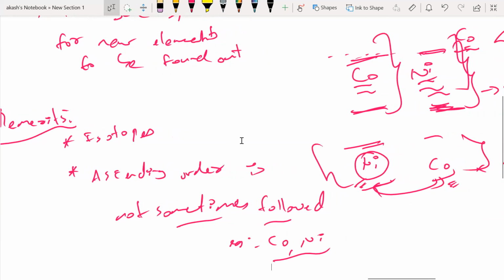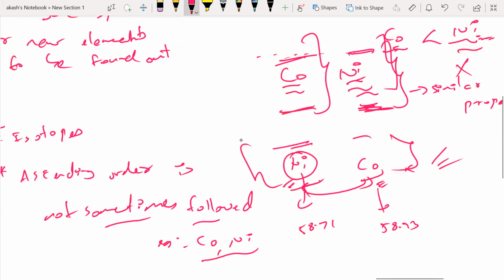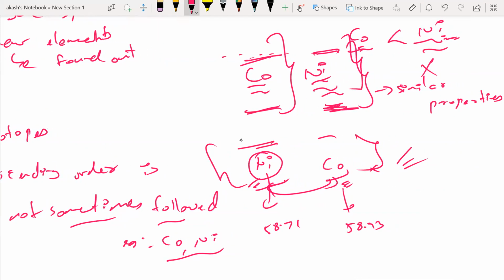58.93 and 58.71. 58.93 for this, 58.71 for cobalt. Okay, now you understand, right? Sir, it's opposite. 58.93 is cobalt and 58.71 is for nickel. Okay, fine. 58.93. Okay, so I think I told the exact opposite.